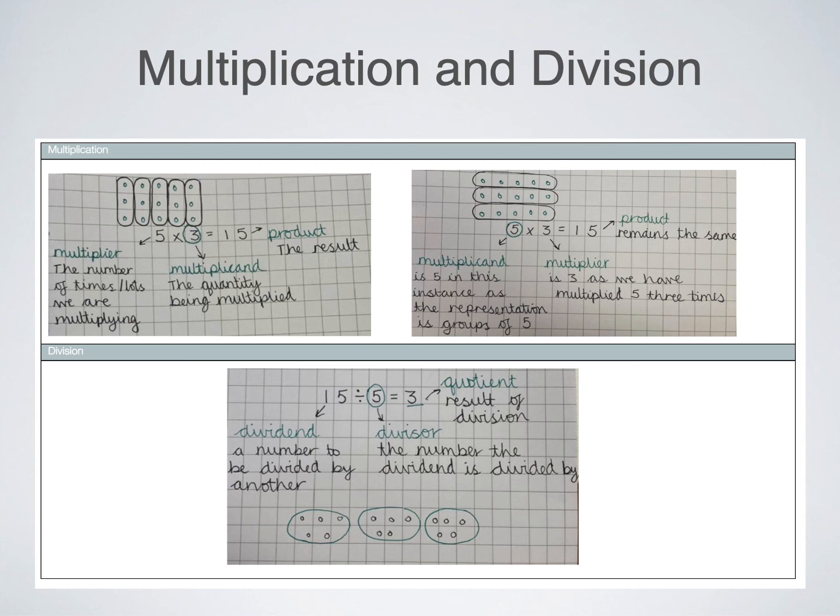The dividend refers to the number that is being divided by another. The divisor is the number that the dividend is being divided by, and the quotient is the result of division.